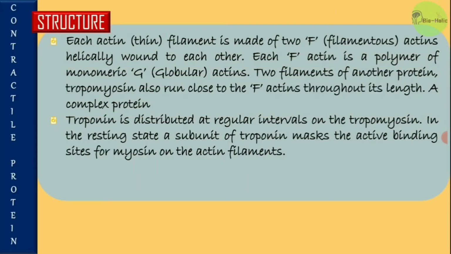In the last class, I told you about the contractile proteins, actin and myosin. Each actin filament is made up of two F or filamentous actins helically wound to each other, and each F actin is a polymer of monomeric G or globular actins. Two filaments of another protein, tropomyosin, also run close to the F actins throughout its length. Troponin, which is another complex protein, is distributed at regular intervals on the tropomyosin. In the resting state, a subunit of troponin masks the active binding sites of myosin on the actin filaments.